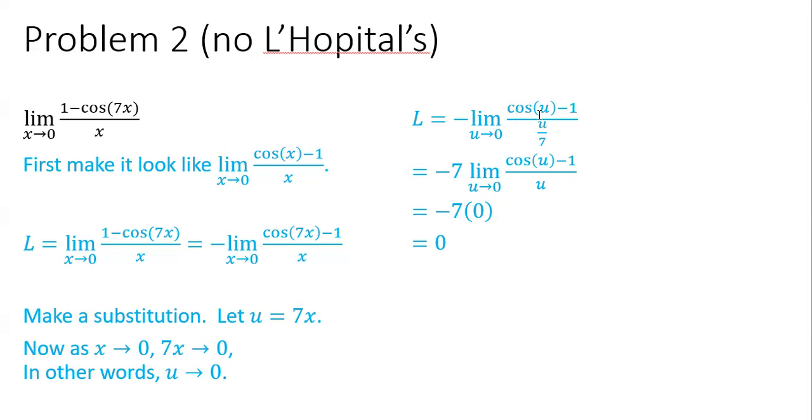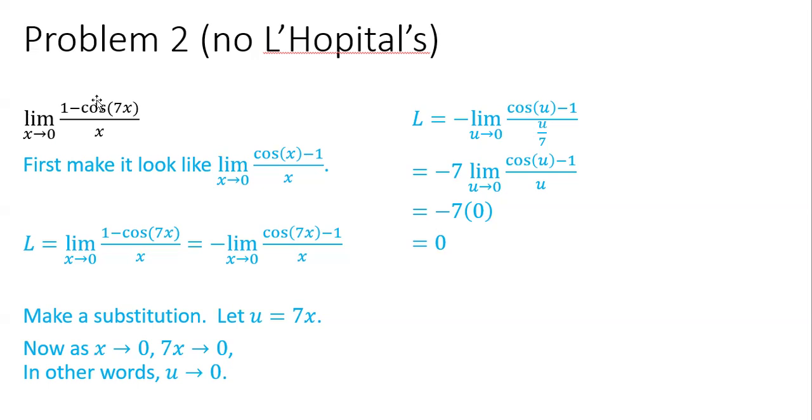Doesn't this look a lot closer to this now, except one's x, one's u? u over 7 is the same thing as multiplying by 7 over u, essentially. So we can pull that 7 out. Now this looks exactly like this, except one variable is x, one variable is u. It doesn't matter the variable name, this limit is still 0. So minus 7 times 0 equals 0. That's how we solve this one using the special trig limit.